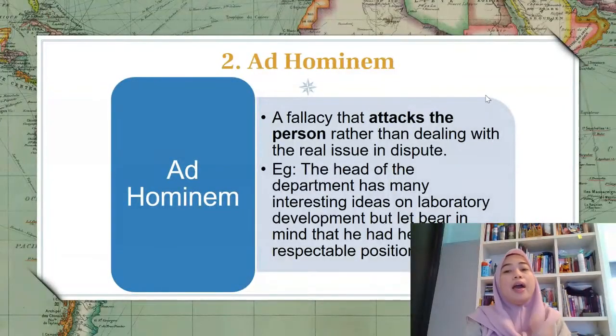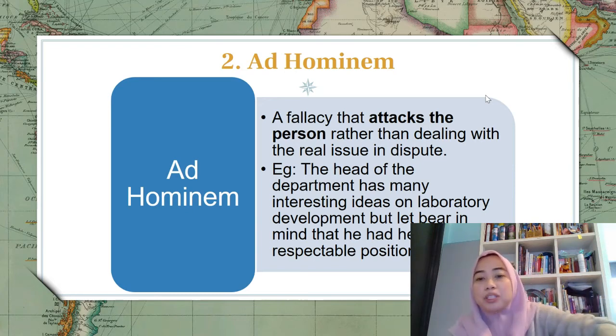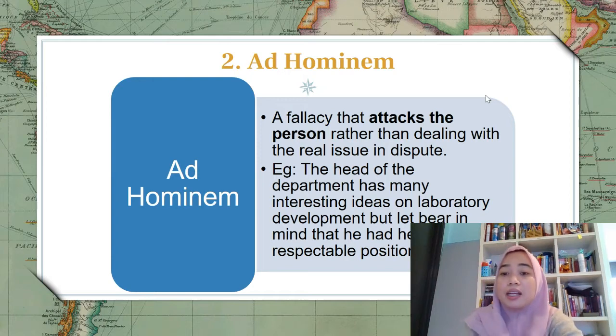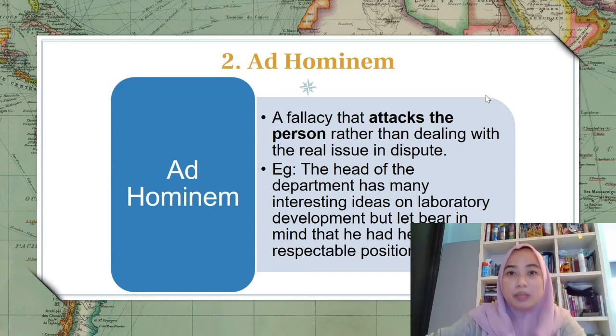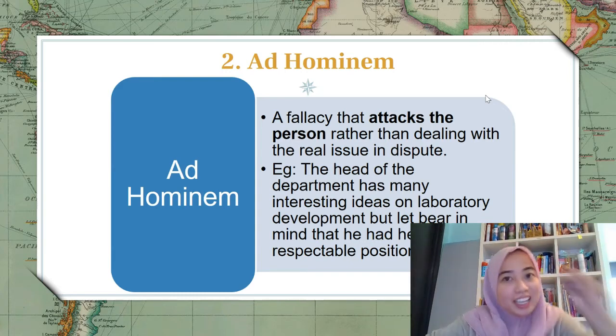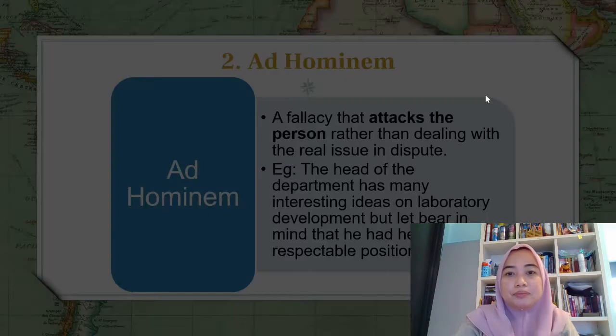Number two, we have here ad hominem. Ad hominem is a Latin word and it's basically a type of fallacy, a bad argument, when you want to attack the person rather than looking at the real issue itself. So here the example is: the head of department has so many interesting ideas on the lab development, but bear in mind that he had held many respectable positions before. So basically you're attacking the person rather than looking at his or her contributions. You're attacking the person, but you're not looking at that person's credibility itself. That is ad hominem.